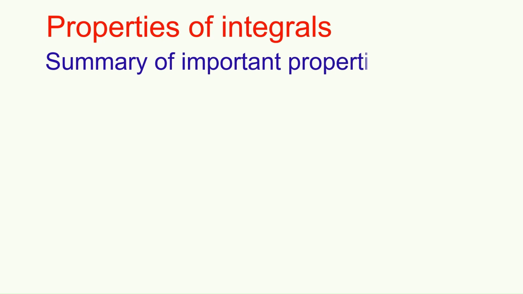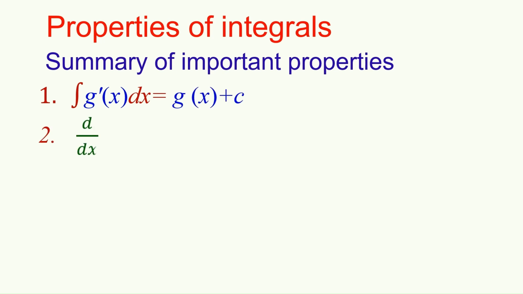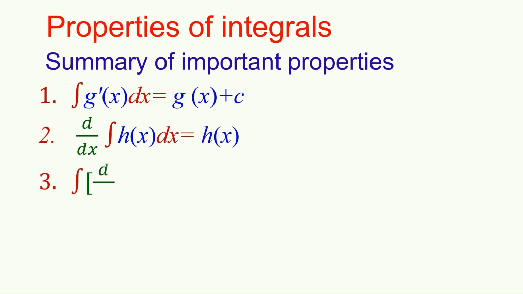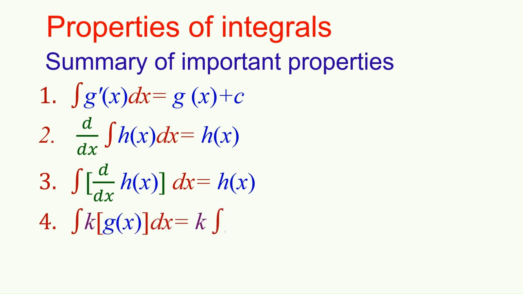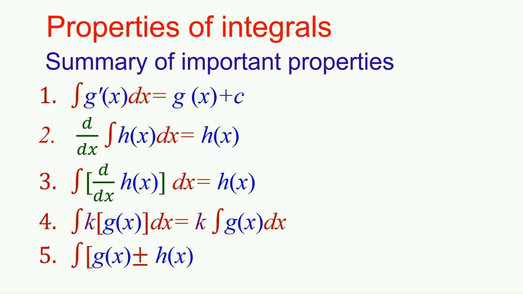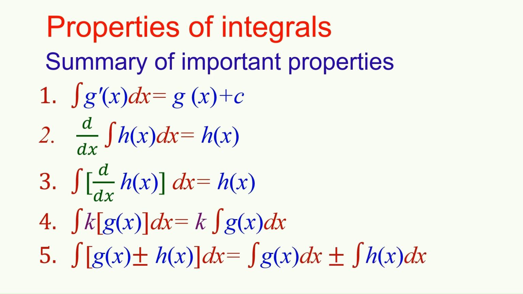Summary of important properties. 1. Indefinite integral g prime(x) dx equals g(x) plus c. 2. d/dx indefinite integral h(x) dx equals h(x). 3. Indefinite integral d/dx h(x) dx equals h(x). 4. Indefinite integral k g(x) dx equals k indefinite integral g(x) dx. 5. Indefinite integral g(x) plus or minus h(x) dx equals indefinite integral g(x) dx plus or minus indefinite integral h(x) dx.